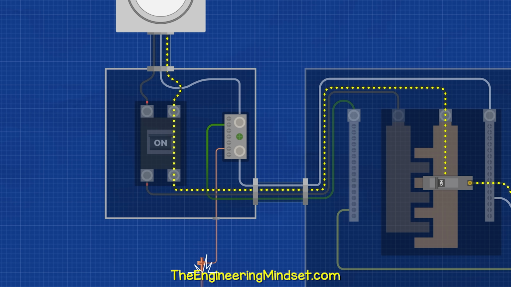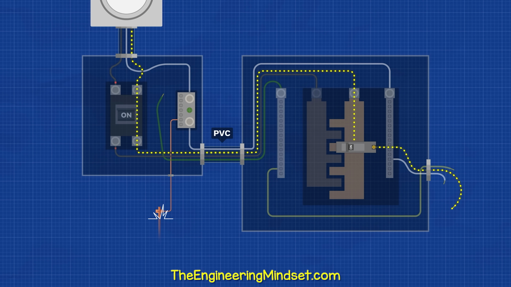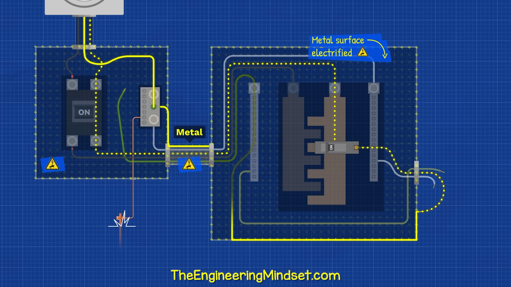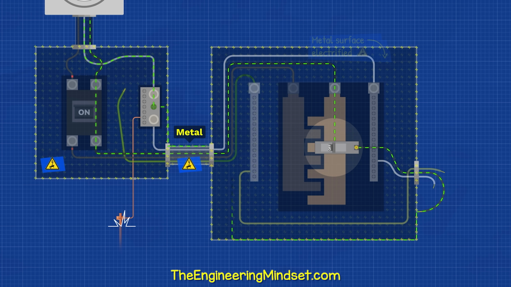The raceway between the main panel and the main disconnect is often PVC, so if the ground wire was disconnected at the main disconnect, the circuit isn't complete so the breaker won't trip and all metal parts will become energized. However, if a metal raceway was used, then the current could still reach the main bonding jumper and complete the circuit.